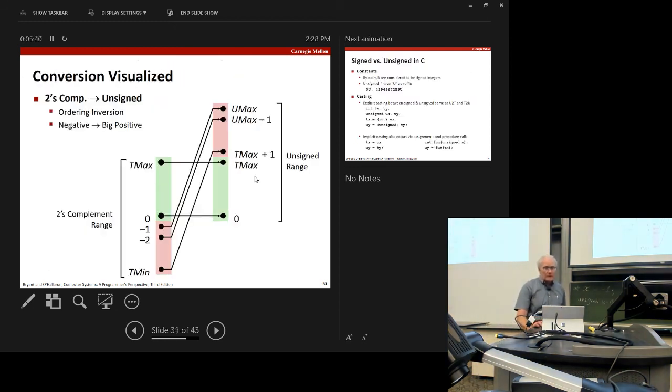And what that means from a pictorial point of view is we're taking the green range of numbers, the smaller order of magnitude numbers, and we're keeping them the same. But the numbers that were very negative before become very positive now. And then the same is true in the reverse direction.